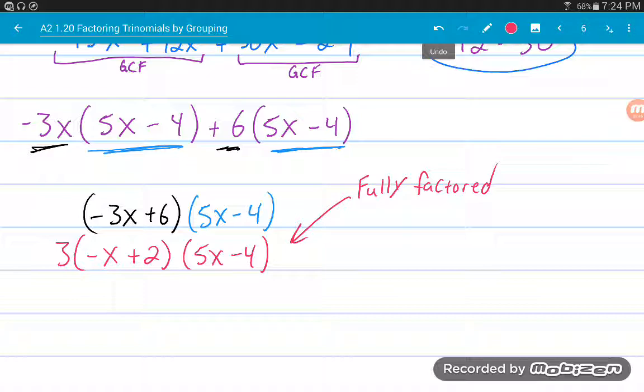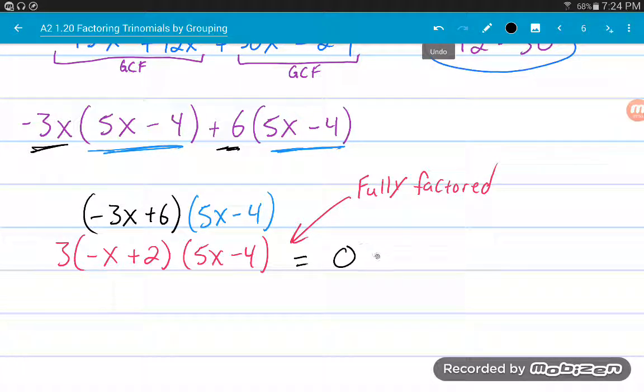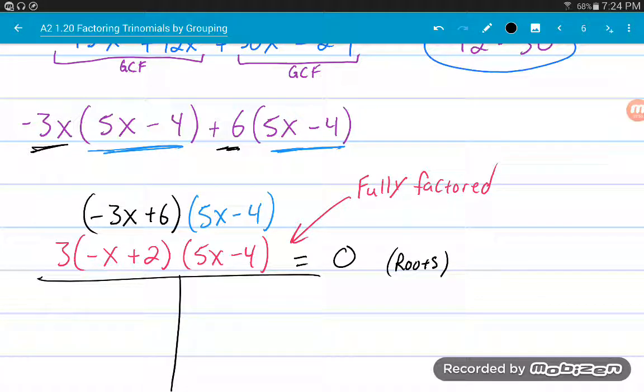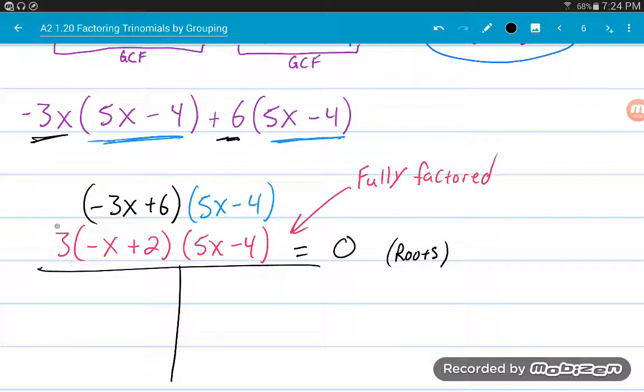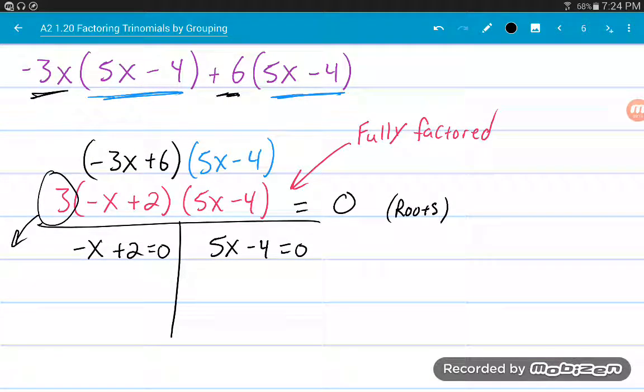But if they want me to solve for the roots, then it means I set it equal to 0, and I solve for x. T-chart. I can ignore this guy. He sort of doesn't matter. And I'm just going to set negative x plus 2 equal to 0, and 5x minus 4 equal to 0. And I'm going to solve for x on both sides.